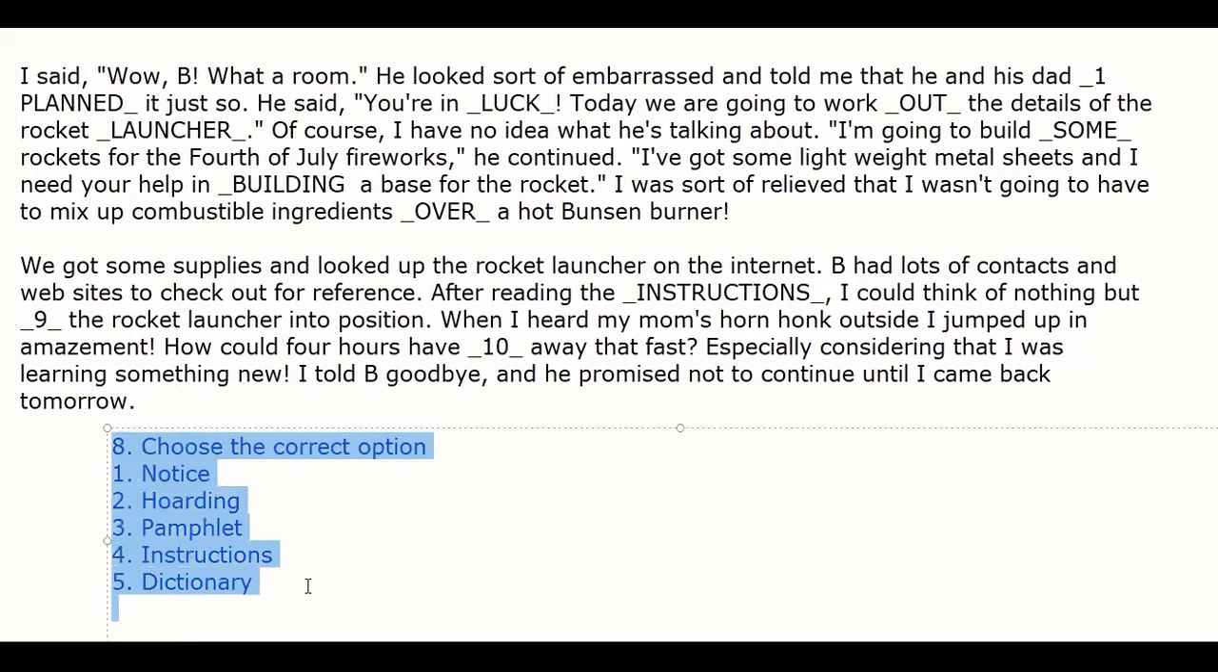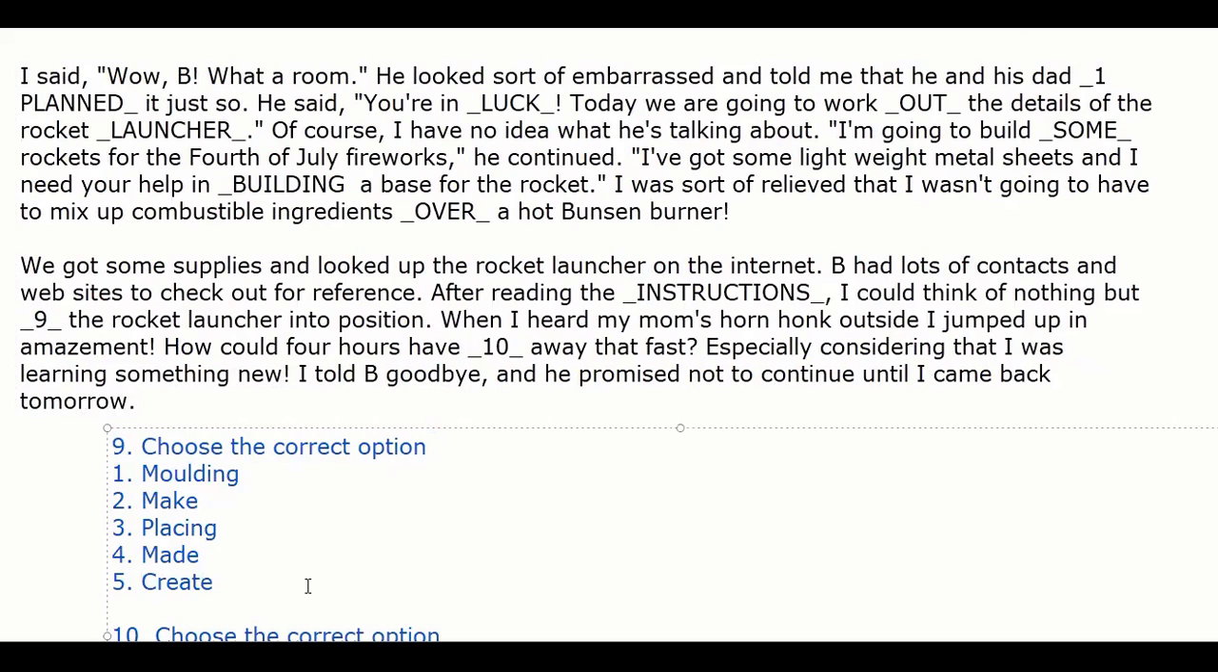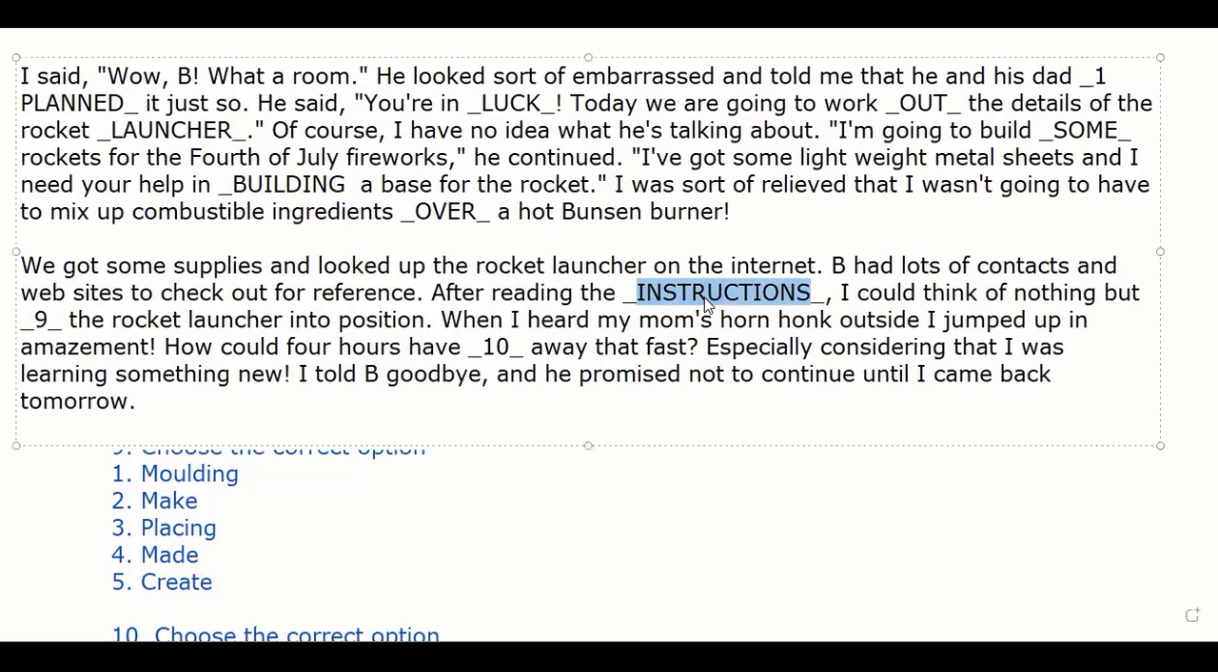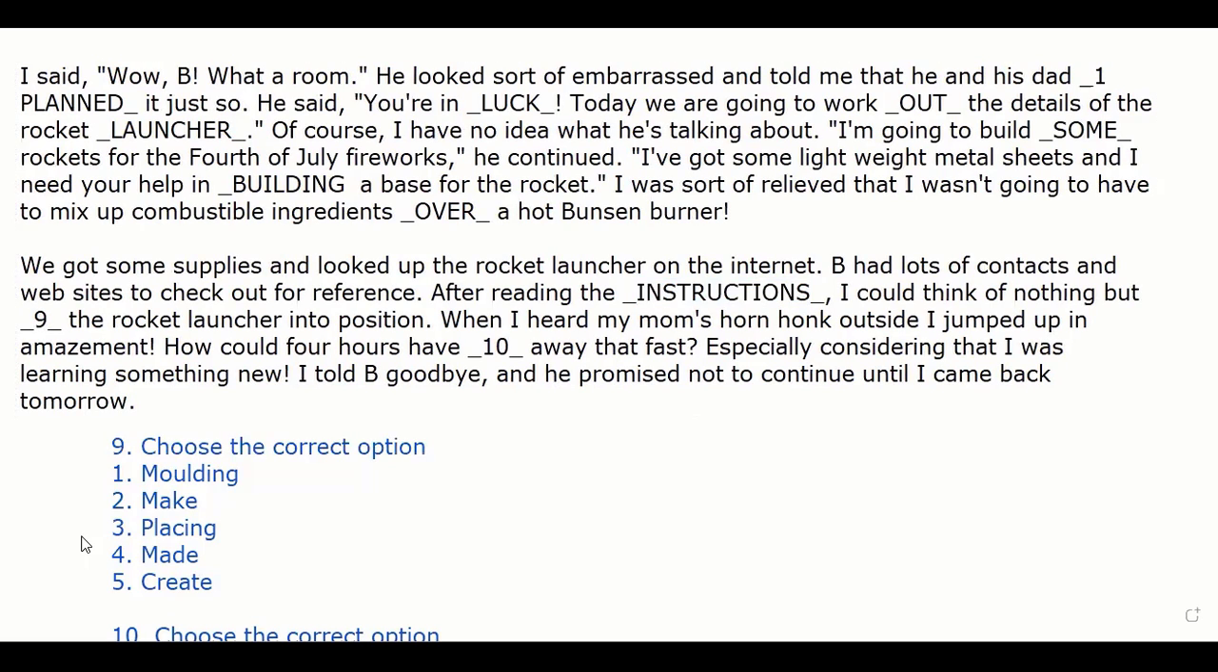Let's do 9th and 10th. Choose the correct option: molding, make, placing, made, or create. Let me read the sentence. Sorry, I put the wrong one. Yes, it's my mistake. Oh, I put it correctly. We had lots of content website to check out. After reading the structure, I could think of nothing but dash the rocket launcher into position. What? Tell me, guys.